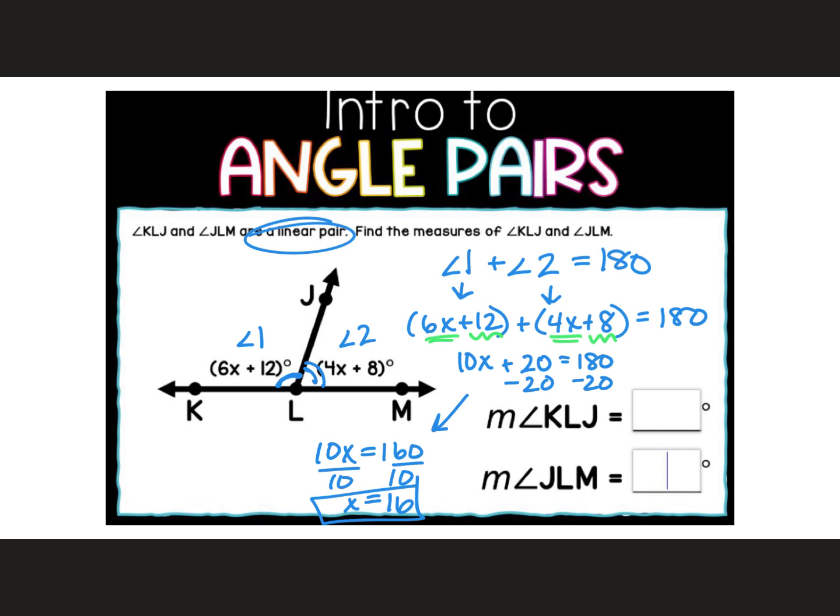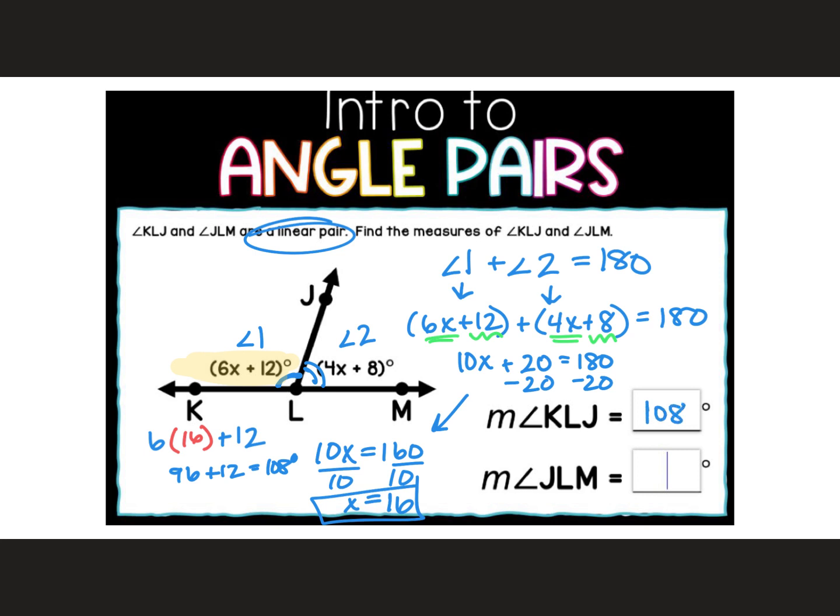So angle KLJ is this angle right here that I'm highlighting in yellow. So what I have to do is replace x with what I now know it equals. So now we're going to have 6 times 16 plus 12, and that will be the angle. So let's see here, 6 times 16 is 96. And then we add 12 to that, and that's 108.